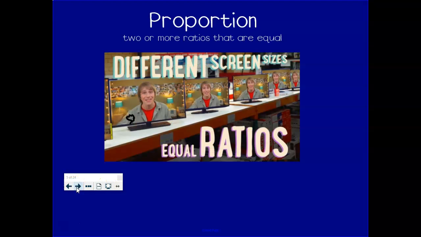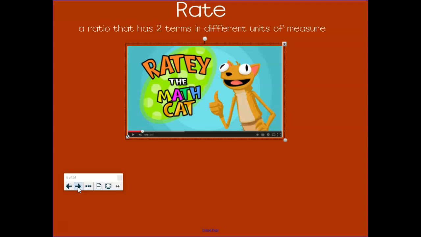Another vocabulary word is a proportion. A proportion is 2 or more ratios that are equal. And TV screens are really great examples of proportion because the picture has the same proportion whether the screen is little or big. The next vocabulary word I want you to know is the word rate. And you've also spent some time learning about rates last week and the week before. But a rate is a ratio that has 2 terms in different units of measure. And there's a really great video that we can watch that helps explain what a rate is. If you go onto YouTube and Google Rady the Math Cat, you can see that video.